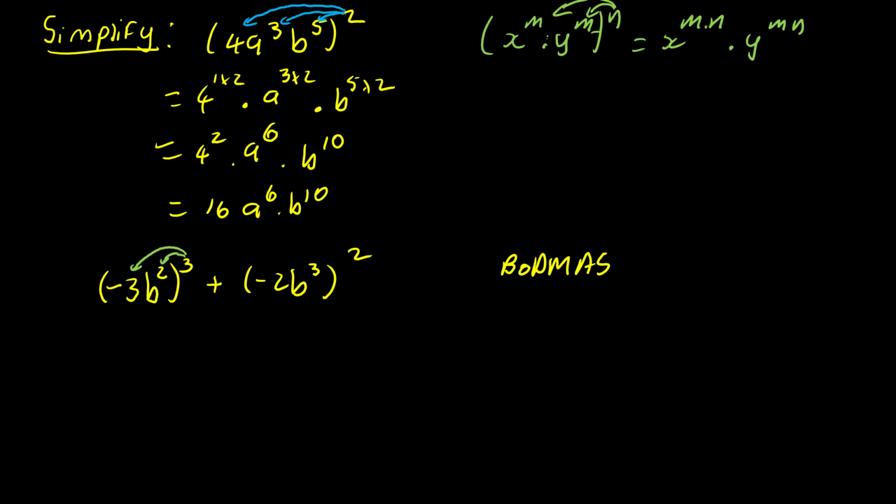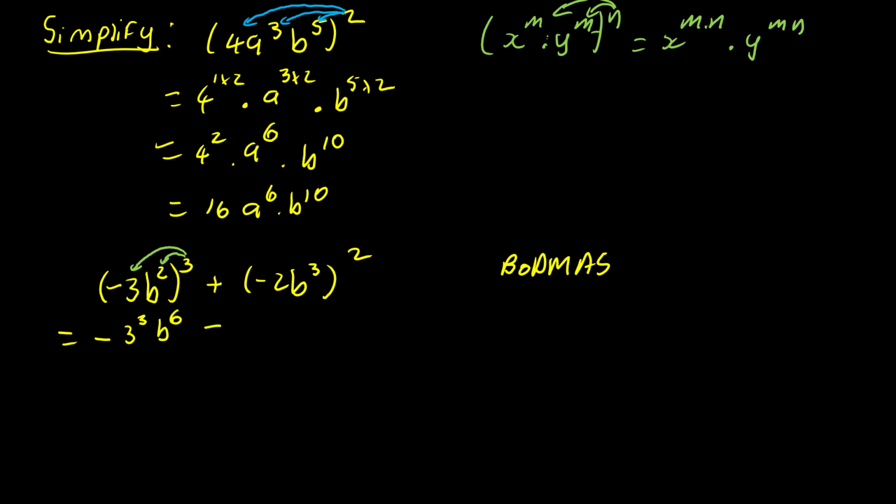Something I want you to quickly take note of in this first one: anytime you have a negative number raised to an uneven number, the answer will always be a negative. So negative times a negative times a negative gives me a negative. Then we're going to have 3 to the power of 1 times 3, that gives me 3. And I'll have b to the power of 2 times 3, which gives me 6. Again, just applying the exponential law.